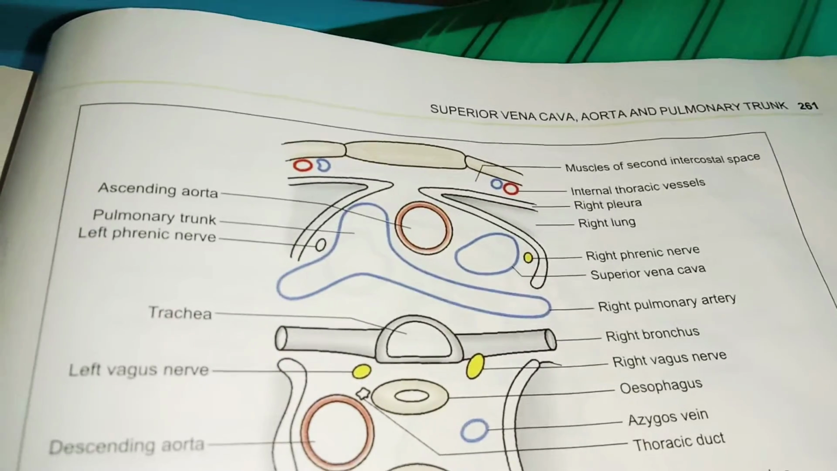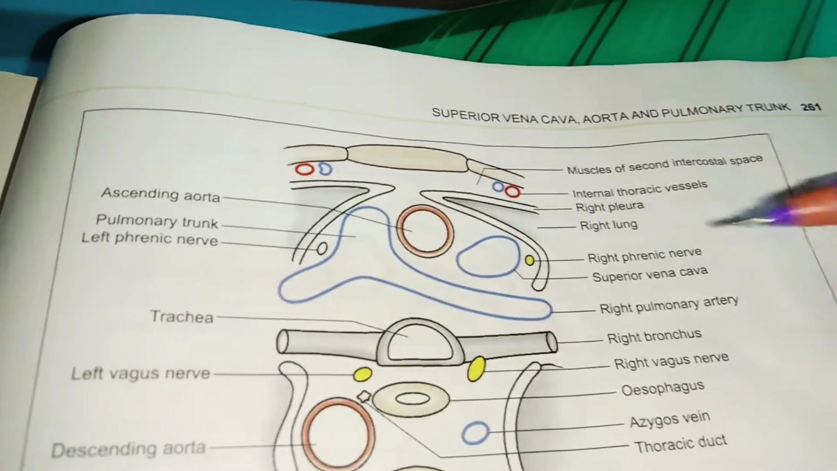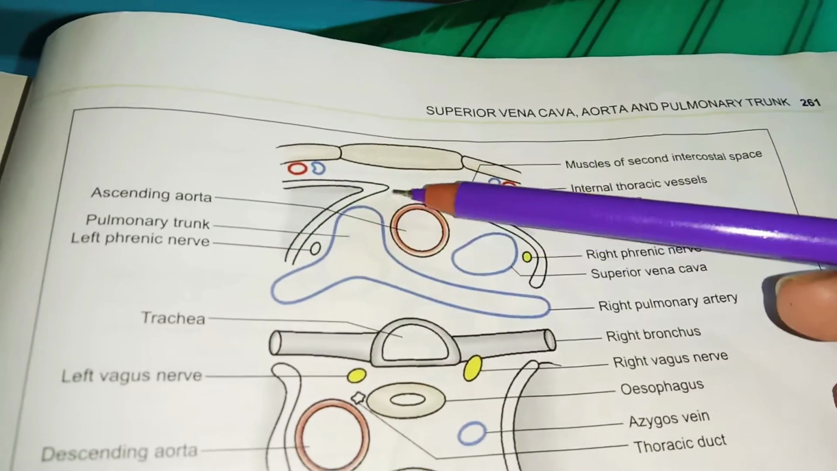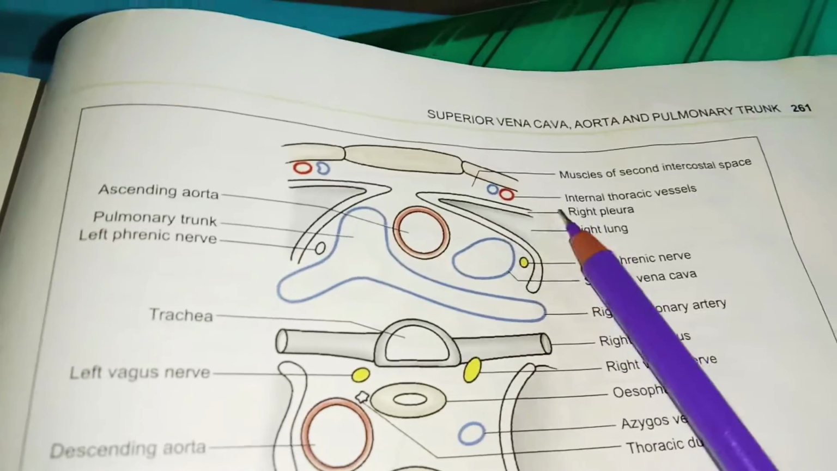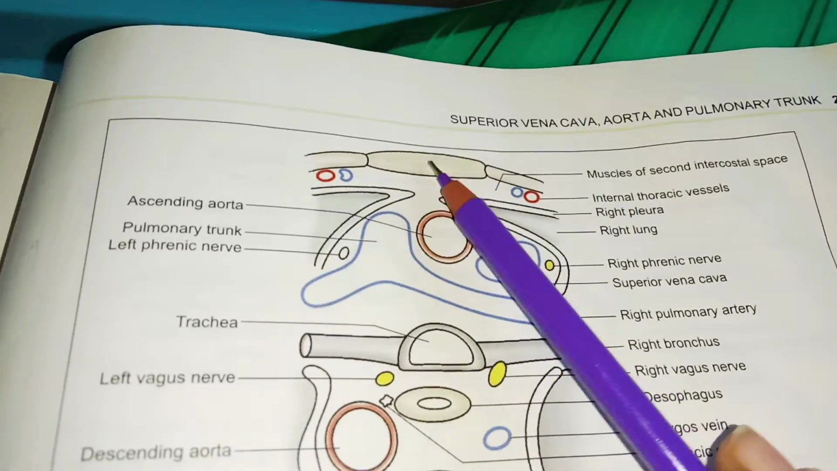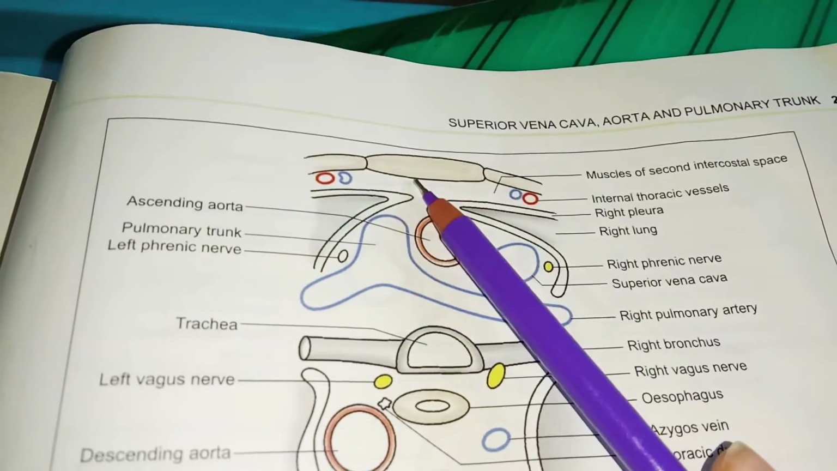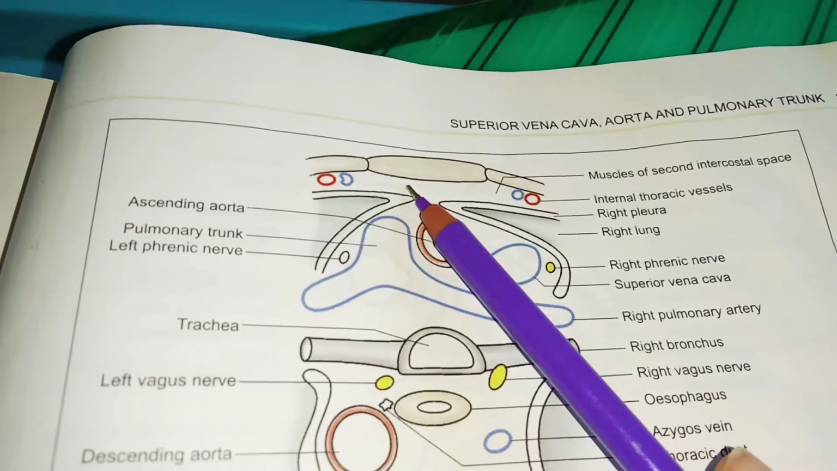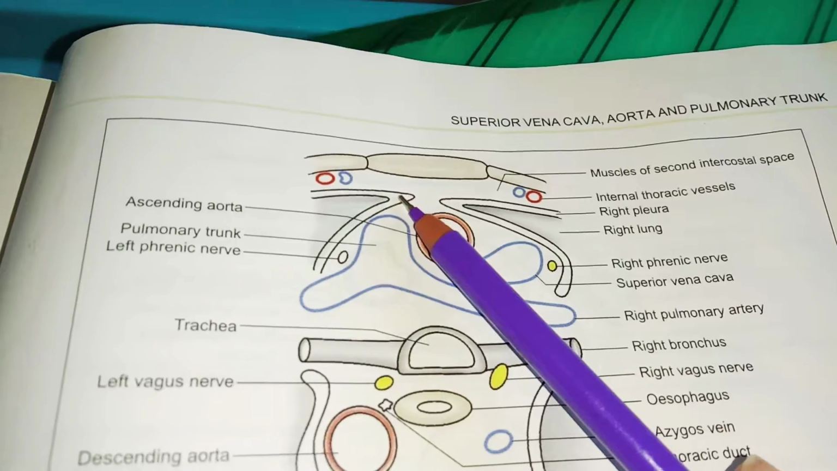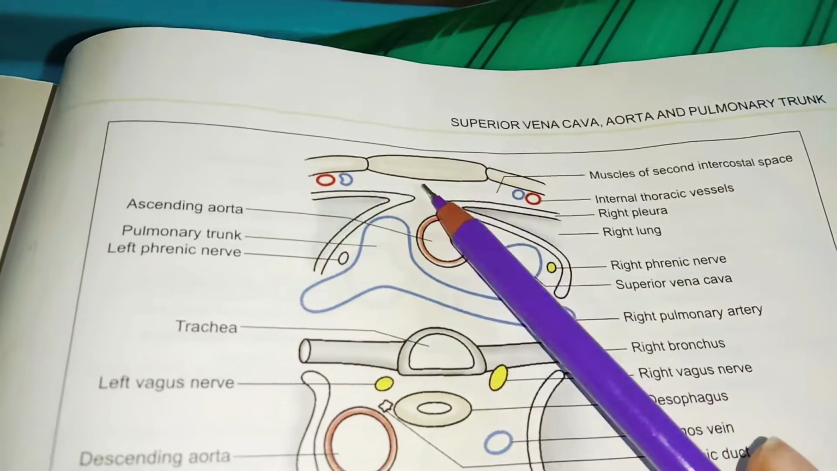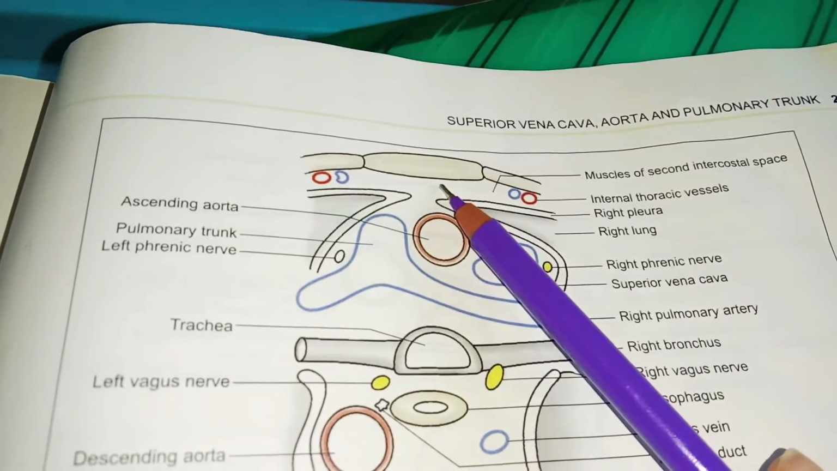Now we are going to check out the structures which are in relation to the ascending aorta. You can see this is the ascending aorta in this diagram. Anterior to the ascending aorta you will find the sternum. You can see this is the sternum. Anterior to ascending aorta there is sternum, and also there is left lung and pleura. So this is the left lung and this is the pleura.